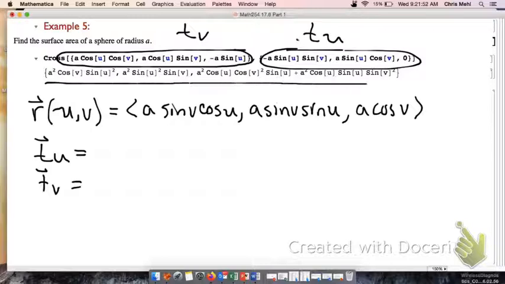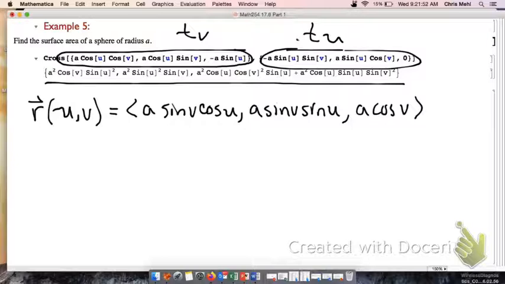And then this is the messy, ugly cross product. The first component is A squared cos V sine U squared. The second component is A squared sine U squared sine V. And the third component is also just an ugly mess. So I'm probably just going to use Mathematica to do this. First I'll write down the integral though.